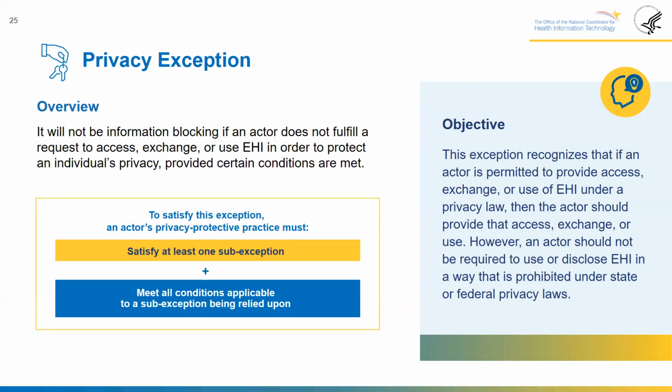So what are we doing here? In effect, this places more of an obligation on the party requesting the EHI and the individual to attempt to satisfy the precondition by providing consent or authorization. And this change was necessary because we realized that the proposed language might place too high of a burden on actors. All right, next slide, please.